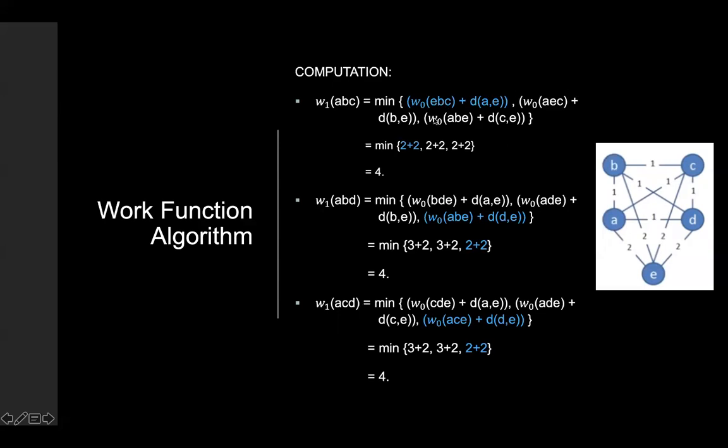You can obtain these 3 configurations by removing one node from ABC and replacing it with E. For example, if you remove A from ABC and replace it with E, you'll have EBC. If you replace B with E, you'll have AEC. If you replace C with E, you'll have ABE. Since the values of all the configurations here are 4, you can remove any node from this configuration and replace it with E.